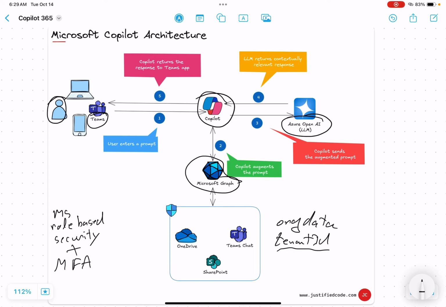So the flow of request, or how the user prompt goes into the server and comes back to you as an individual working for a certain organization. The user enters the prompt. A Copilot backend service receives that prompt.